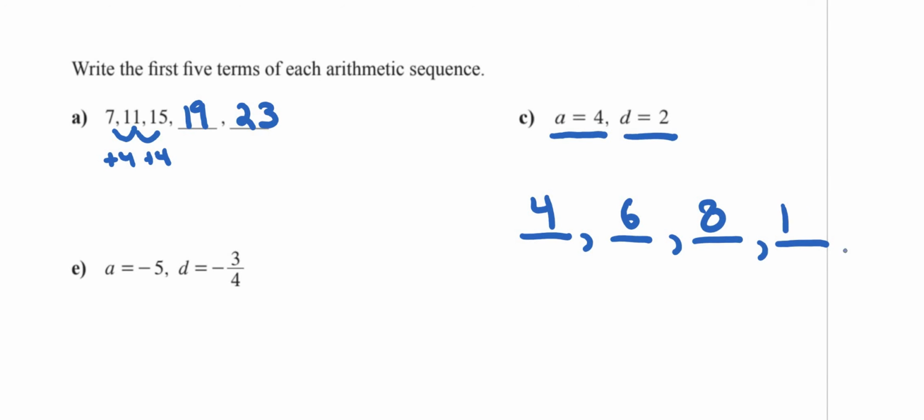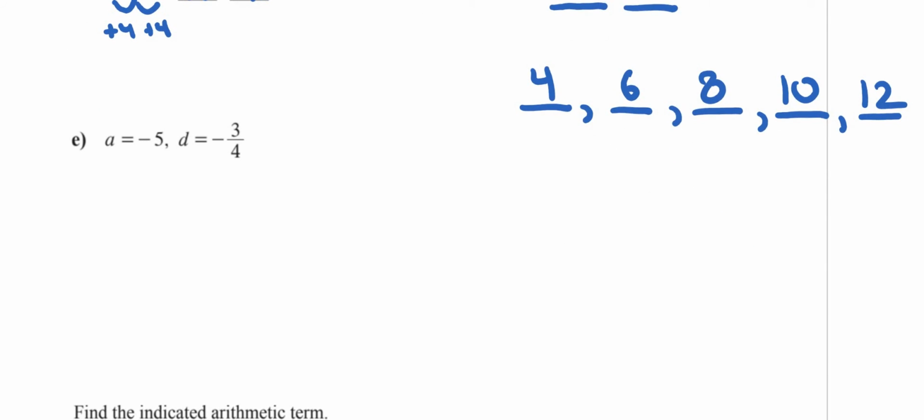My fourth term is going to be 10, and my fifth term is going to be 12. So 4, 6, 8, 10, and 12 for that particular problem. Okay, and one last one here.